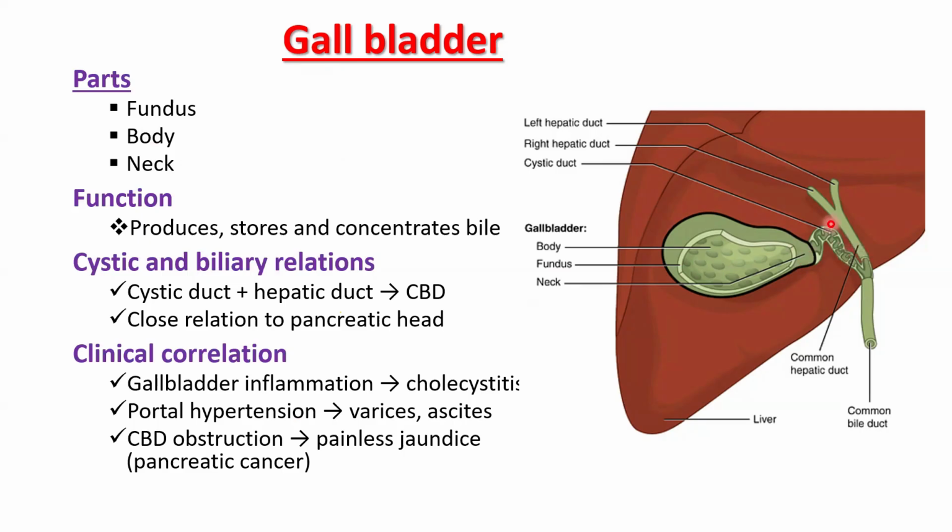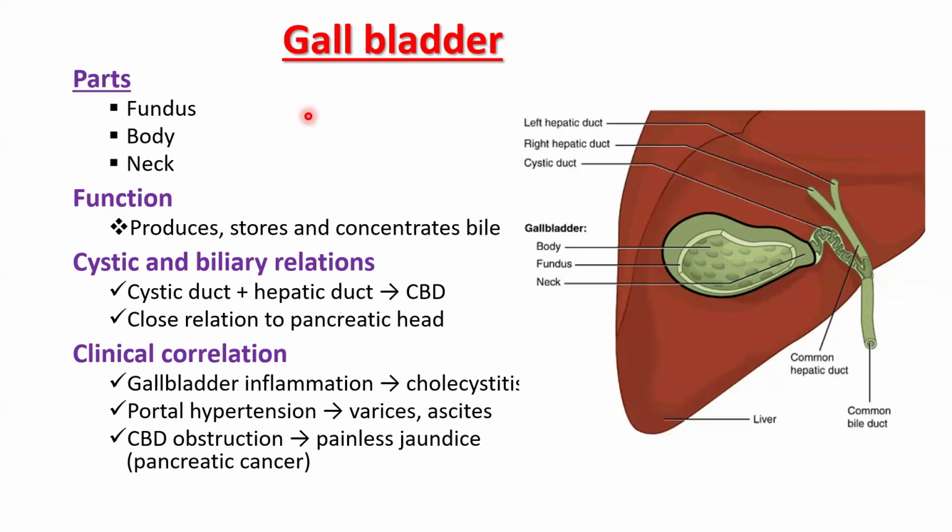Then the cystic duct joins the common hepatic duct. Remember, on this side you have the right and the left hepatic ducts, giving us the common hepatic duct. The common hepatic duct joins together with the cystic duct to become the bile duct. I hope you still remember that.